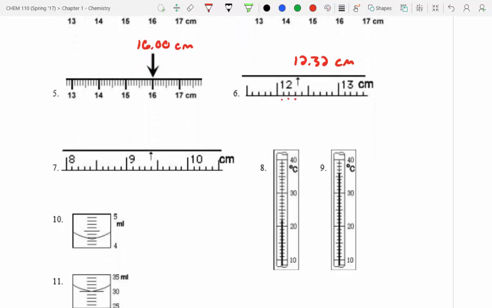All right, number 7. Looks like, again, we've got it at the hash marks at the tenths place, so we want to estimate to the hundredths place. What would this be? I'd say it's 1, 2, 3, 4. Do you think it's above the 4 or below the 4 or right at the 4? Okay, 9.39, something like that.